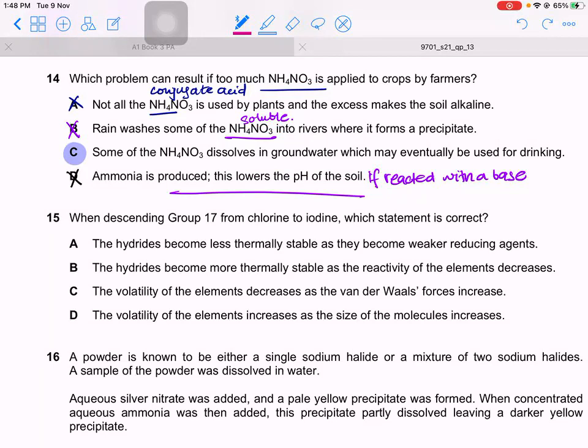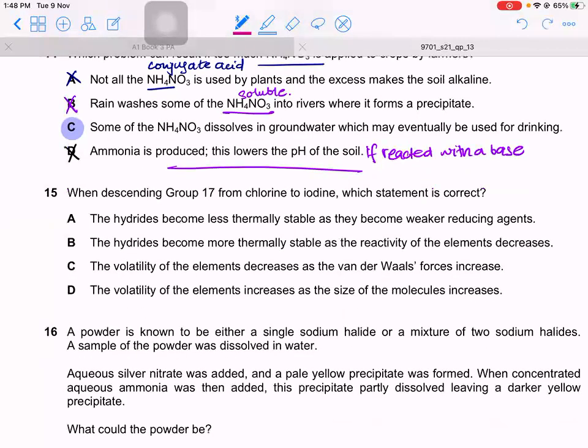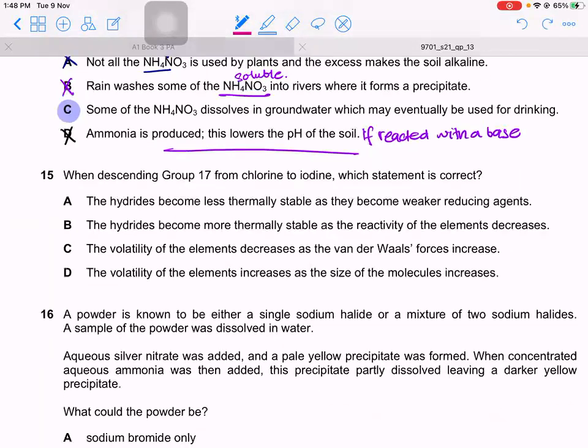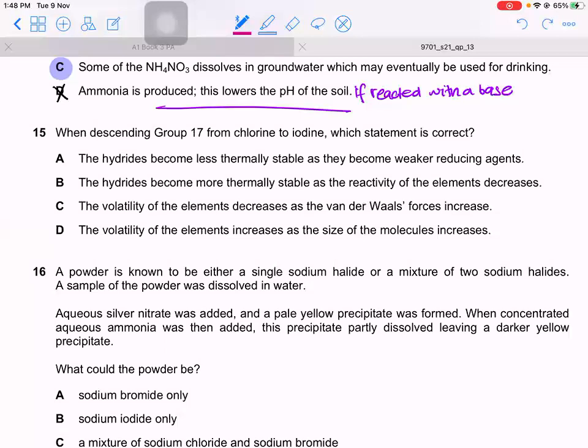Answer therefore is C. Even though we don't know it directly, we know the rest of it. So you work your way through elimination. When descending group 17 from chlorine to iodine, which statement is correct? So you're going from chlorine to bromine to iodine.